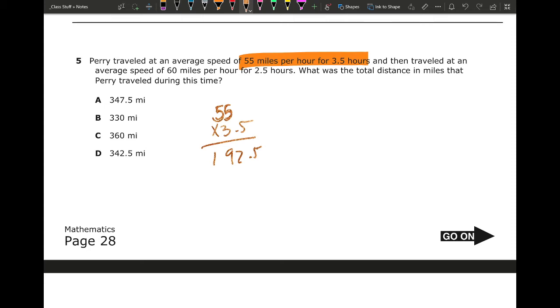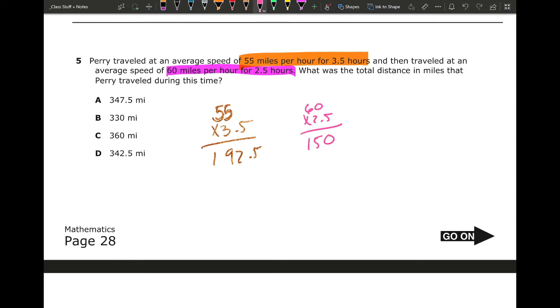But then she got off the car and walked for a little bit because she was tired, or he was tired, and then drove a little bit faster. 60 miles per hour for 2.5 hours. So 60 times 2 is 120, 60 times 2.5 is 150.